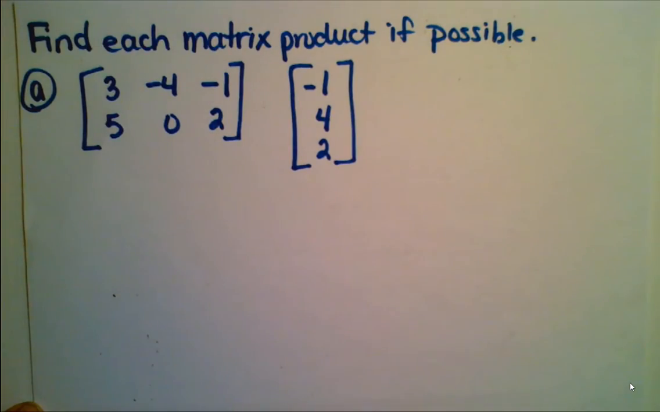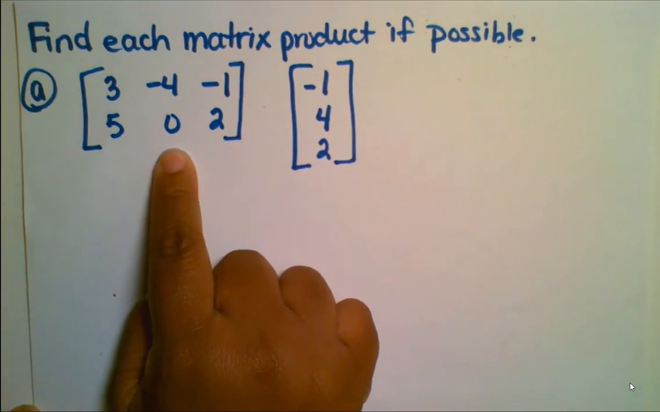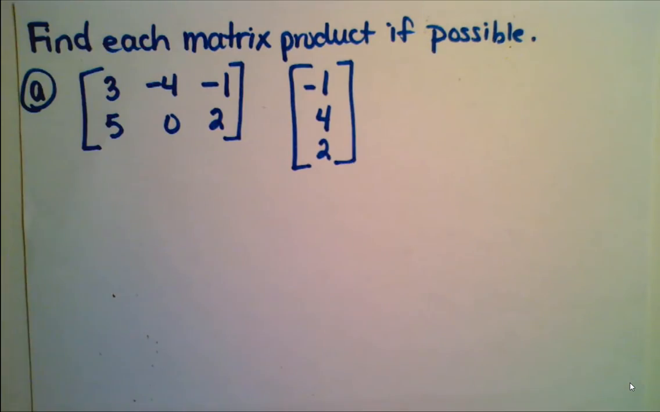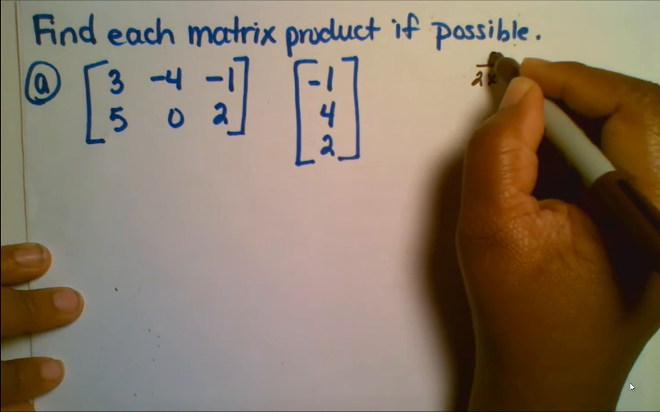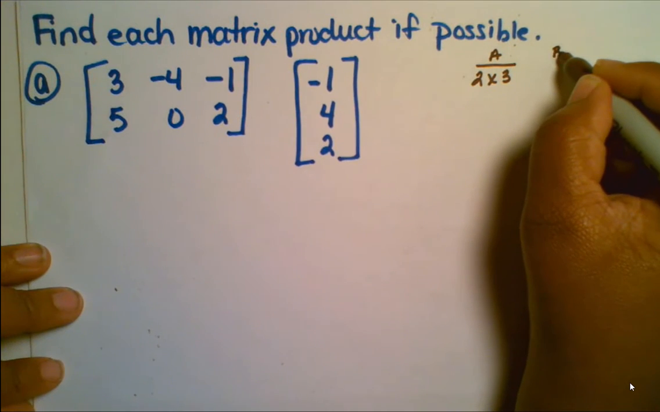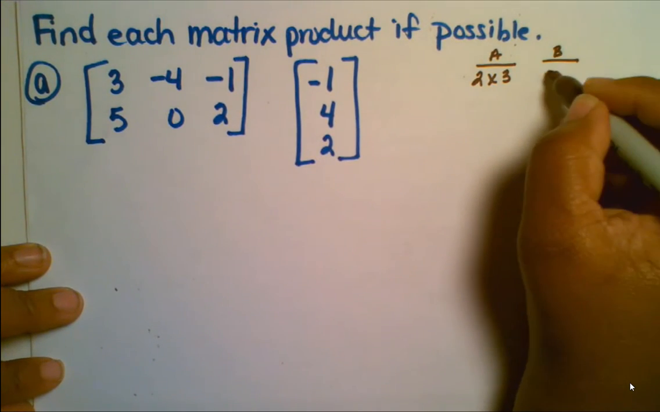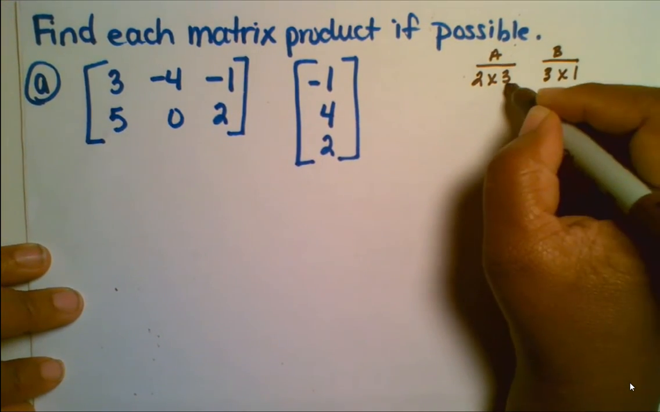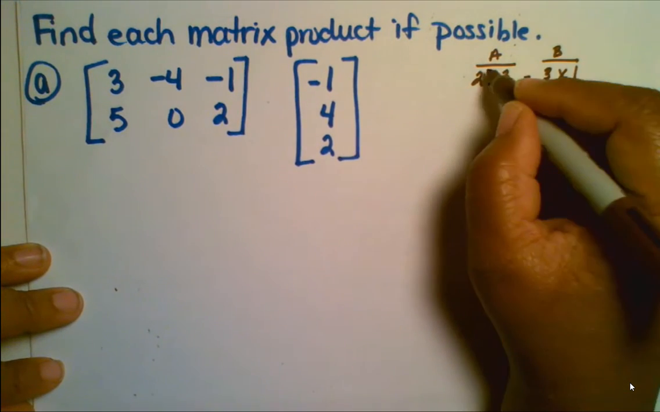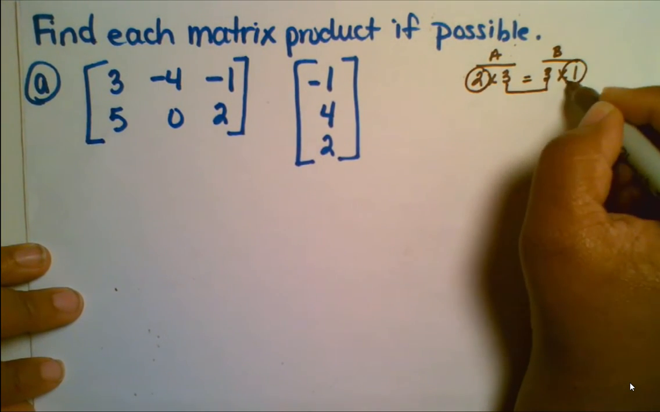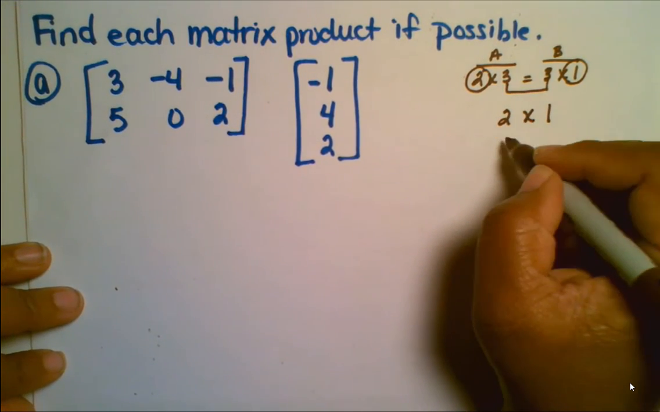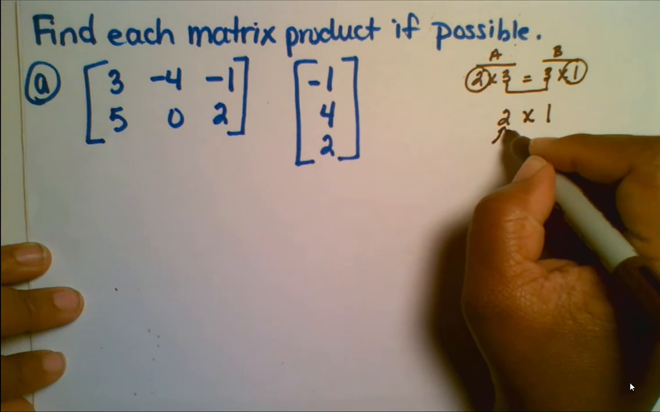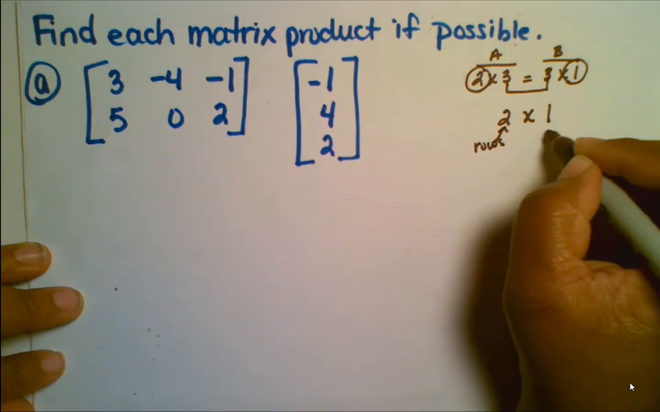So our first matrix is a 2 by 3. We'll call that A. Our second matrix is a 3 by 1. So the threes are equal. Therefore, our dimensions for this matrix will be a 2 by 1: 2 rows and 1 column.